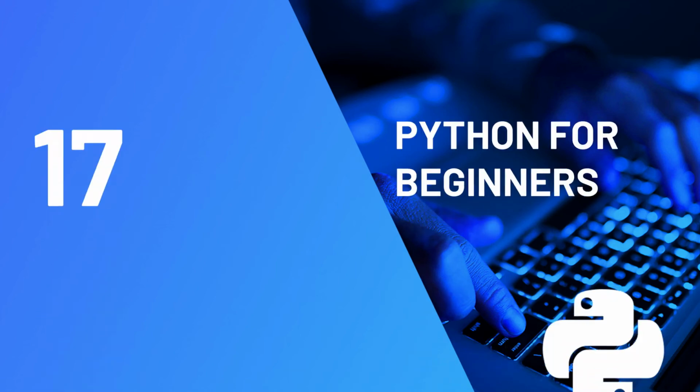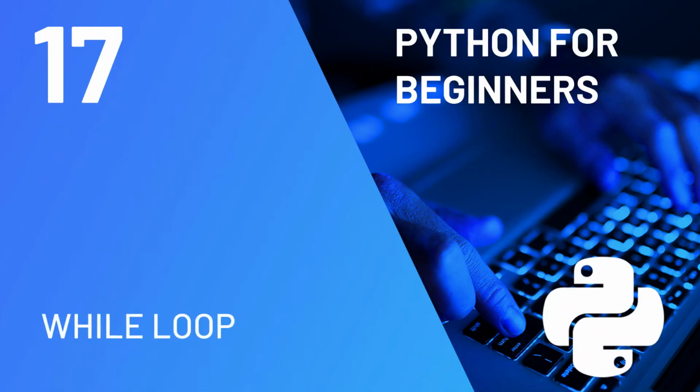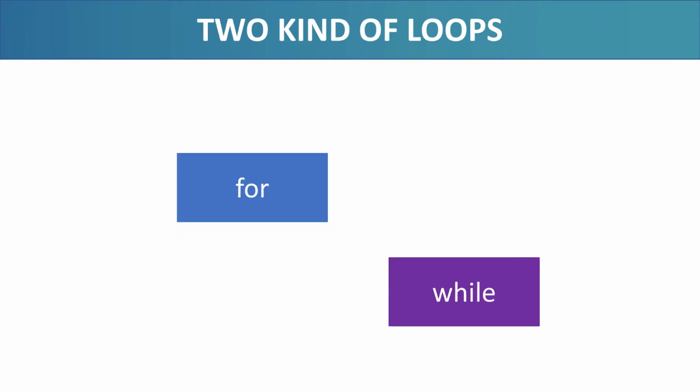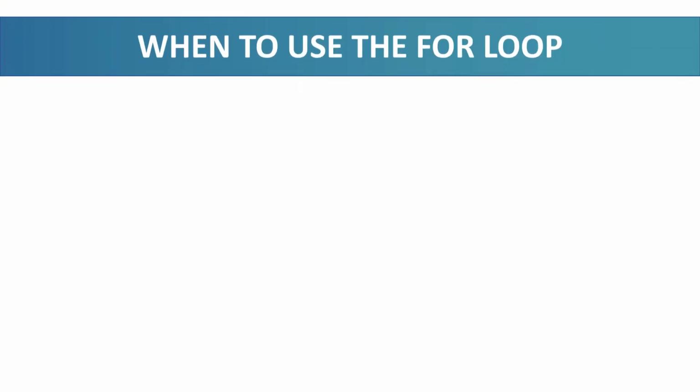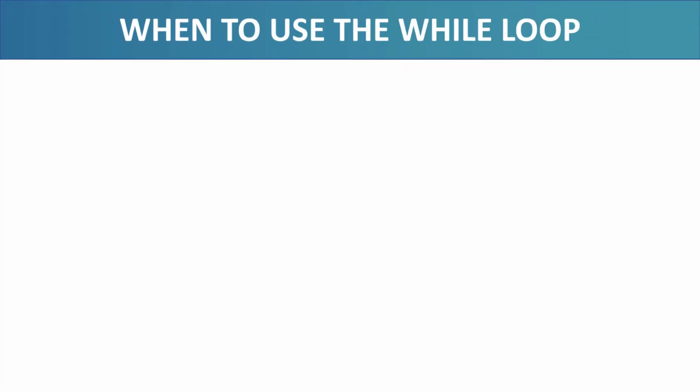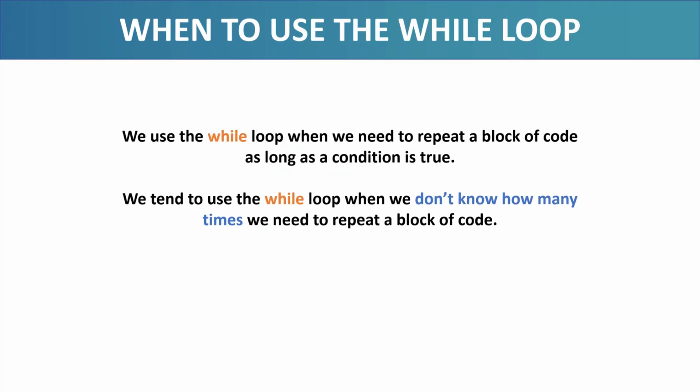In this video, we are going to learn about the while loop. So far, we have learned about the for loop, a programming expression that we use when we need a block of code to be executed a specific number of times. The while loop, on the other hand, is a kind of programming expression that allows us to repeat a block of code as long as a condition is true.